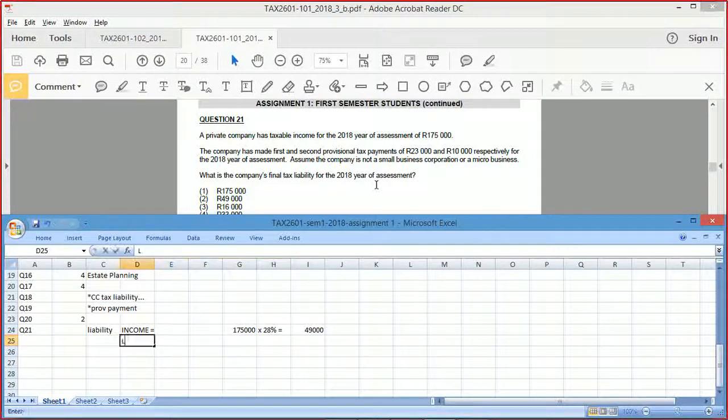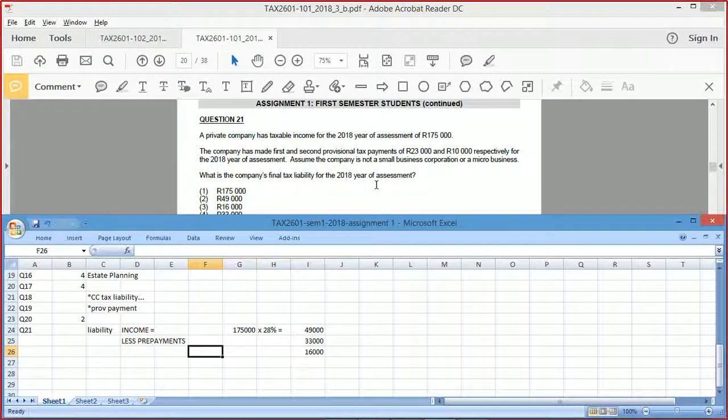Right, then you less prepayments. Prepayments in the form of first and second provisional tax payments. Yes, sir. Okay, does that make sense? So first and second provisional tax payments, first provisional is 23 plus 10. Okay, gives you 33. Yes, so how much do they end up paying? The difference.